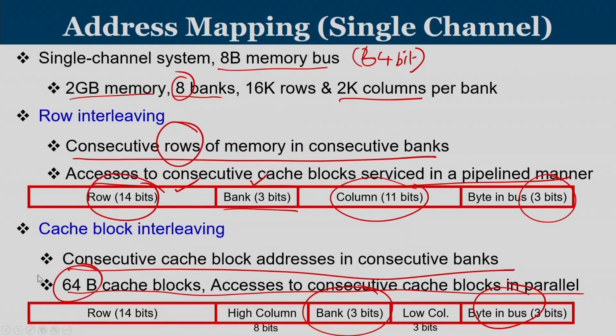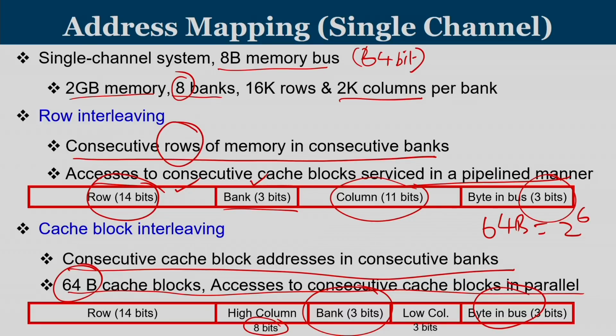Because you have a 64 byte cache, and 64 bytes correspond to 2^6, the least significant 6 bits are there. After that, you use the bank bits, which is followed by the remaining column bits. We know that the column bits are 11, out of which 3 are used, and the next 8 are being given.